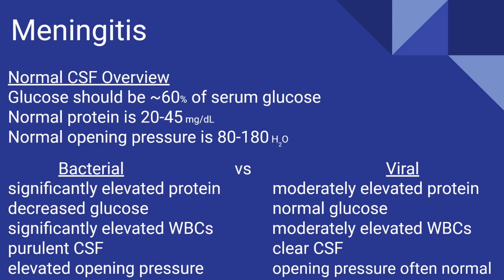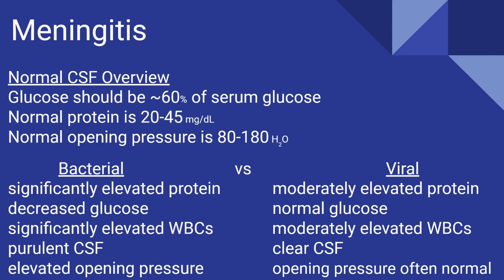Versus viral, we should see moderately elevated proteins because we're still using a type of white blood cell to attack and respond to a virus, but they're different and not as much as the ones used to attack bacteria. Now, when we look at glucose, the difference between bacteria and viruses is that bacteria utilize glucose. So we should see lower than 60% of our serum glucose in a bacterial meningitis, whereas viruses don't use it at all.